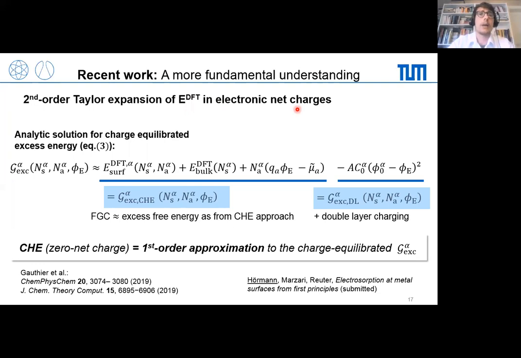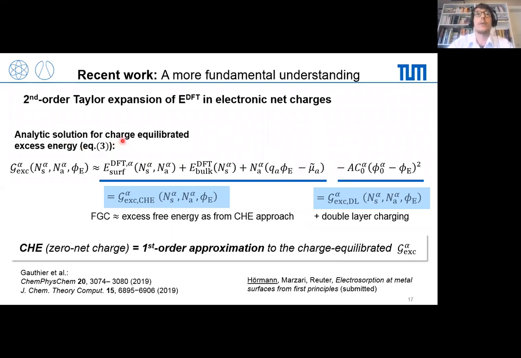In all fairness, I want to say these ideas are basically identical to what has also been looked at or published already in Karen Chan's group, by Gauthier. There are a few recent works by Gauthier that discuss in some sense exactly the same thing. I'm just using a bit different words, but the essence is really the same. So what happens is, if you look at the second order Taylor expansion of the interface energy as a function of the surface charges, you can then analytically derive the surface excess energy.